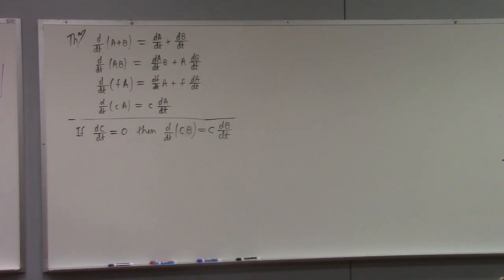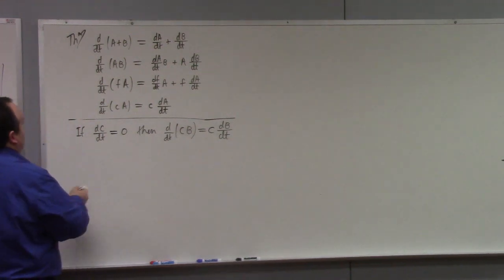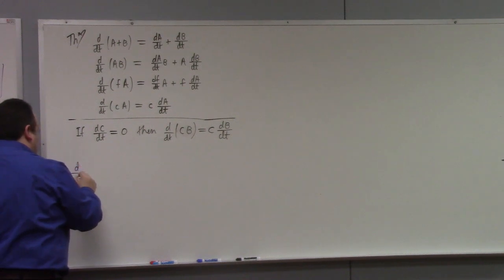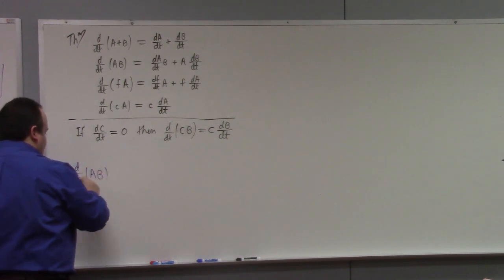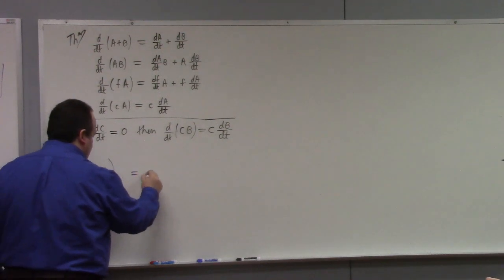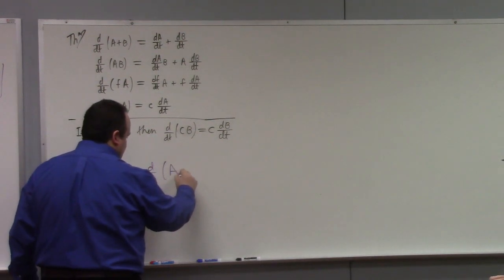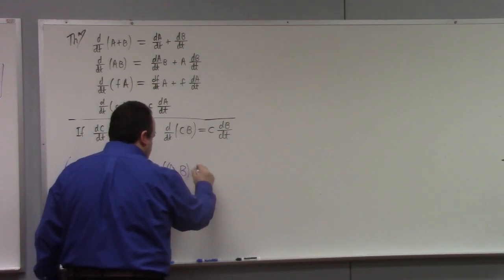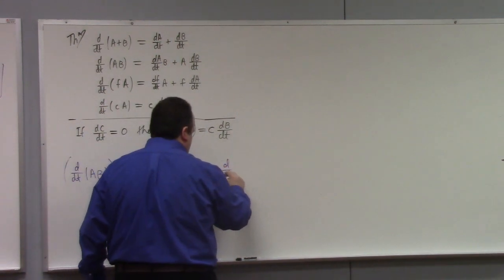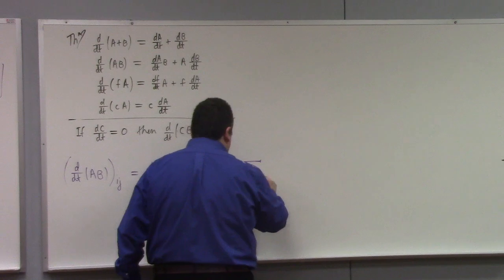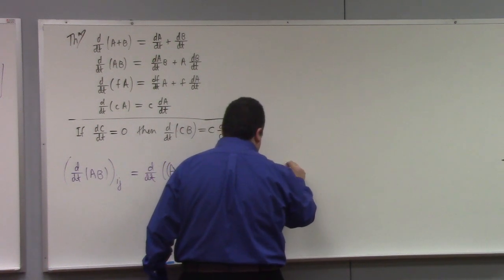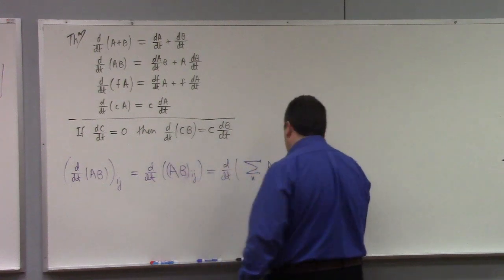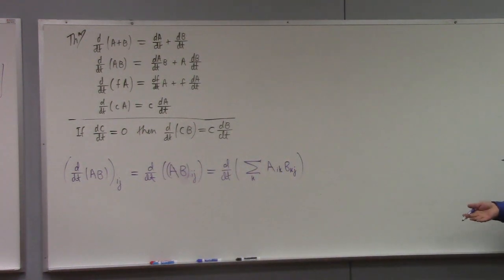All right, so those are the rules. Let me prove one of these at least. I'll prove the interesting one, which is probably this one. So let's look at d/dt of AB. How do we calculate the ijth component of that? That is d/dt of (AB)ij. But how do we compute (AB)ij? Remember by definition, it was the sum over k of aik bkj, right? That was our definition of matrix multiplication at the level of indices.